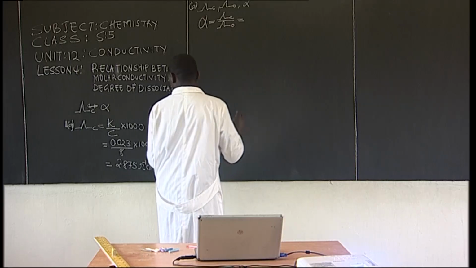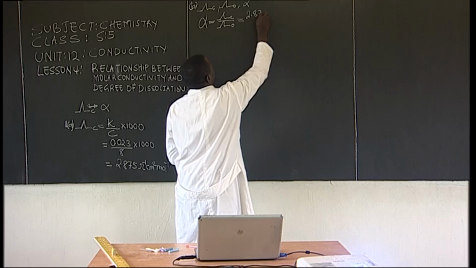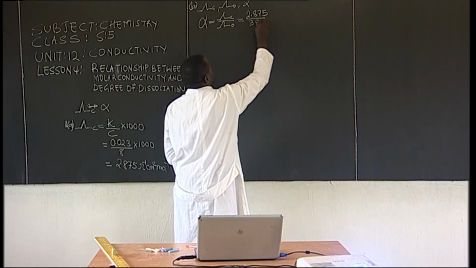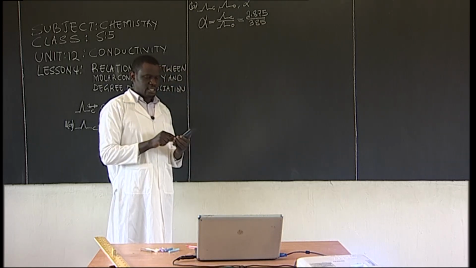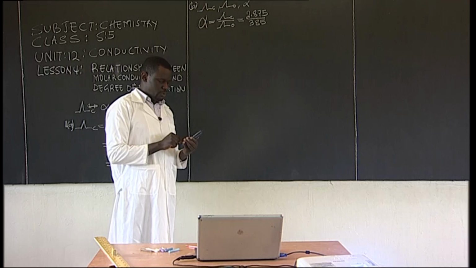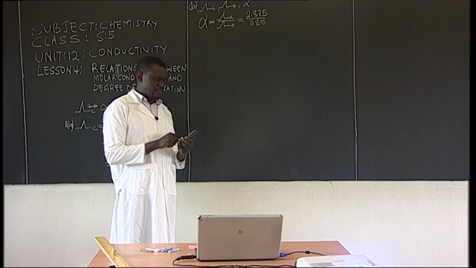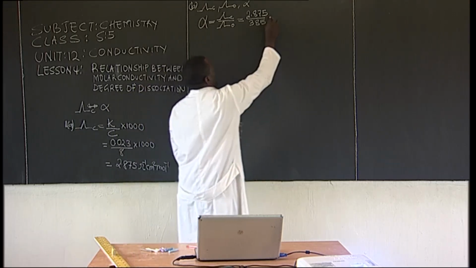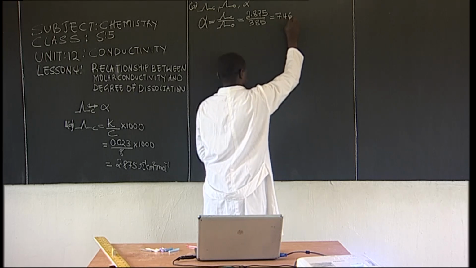So we are going to say we have 2.875 divided by 385. So our units will cancel. Our units will what? Will cancel. So we say answer. You calculate, try out, and tell me the answer. So me, I've got this one. Our answer will be 7.46.